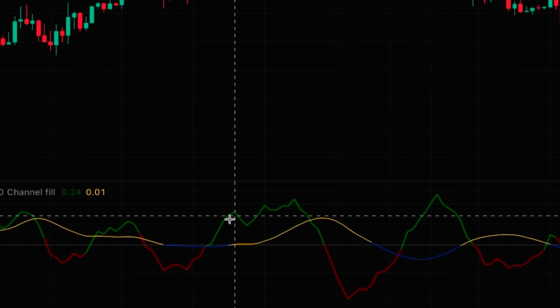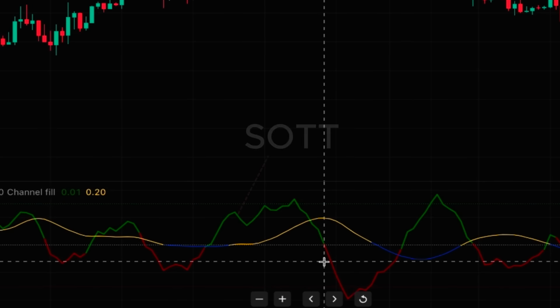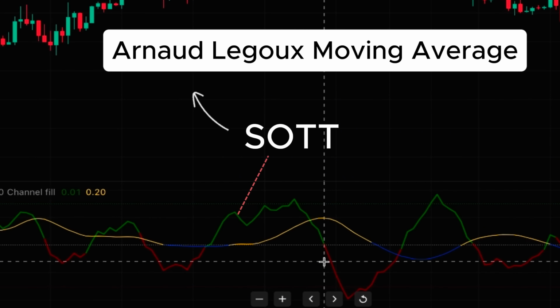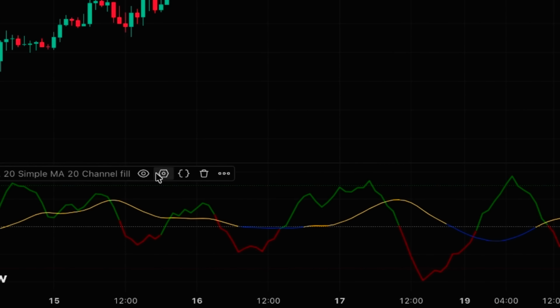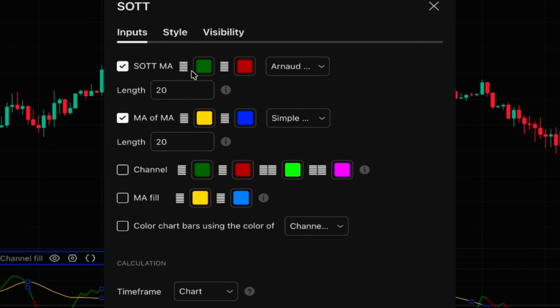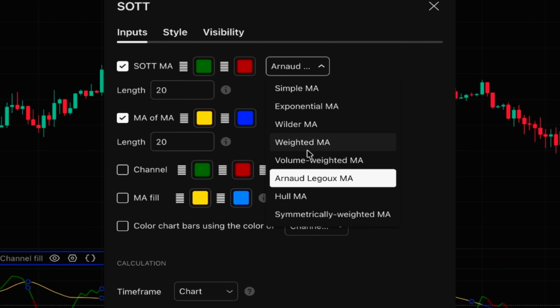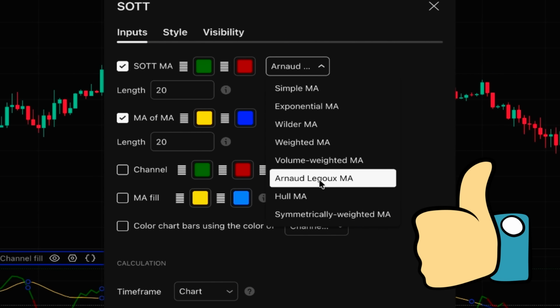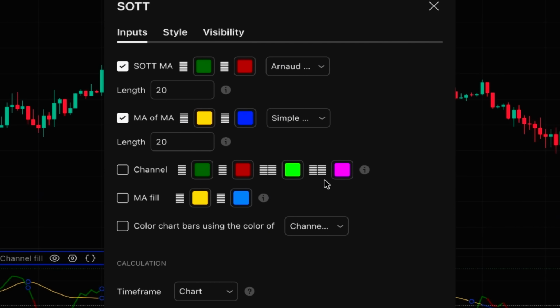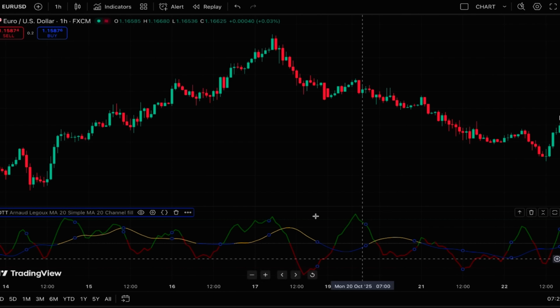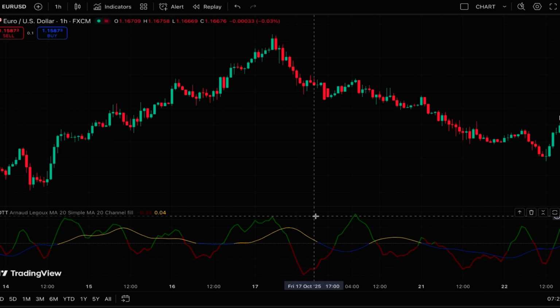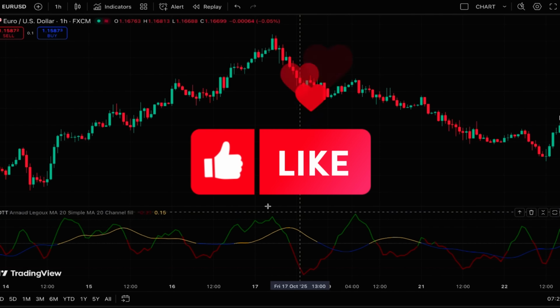This line here that changes color between red and green is called SOTT, signs of the times, and by default it's calculated based on Arnold-Legoux moving average. If we go to the settings of the indicator, here for SOTT MA, you can see that we have a list of moving averages to choose, and Arnold-Legoux MA is set by default. For this indicator, Arnold-Legoux is a good choice, and I recommend using it because it can eliminate noises and minor fluctuations in the market, so the accuracy of the moving average will be increased.